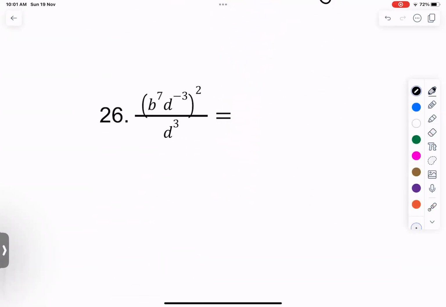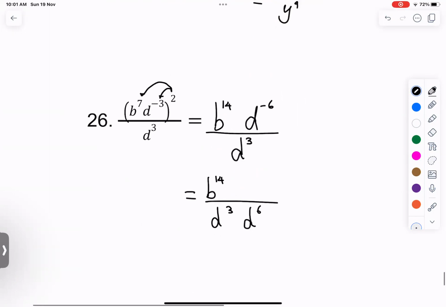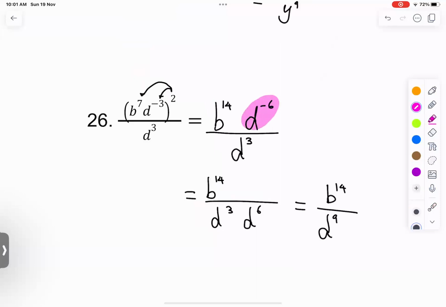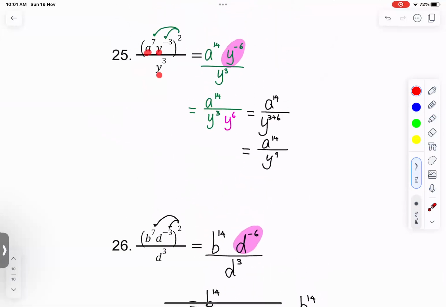You can check answers. 7 times 2, 14. Negative 3 times 2, negative 6. I just forgot to change. D3, D6, 3 plus 6, D9. Okay, first step, there was a negative number, so you move it down. Secondly, the powers will add up because they both were D's. Okay, it's actually the same thing. I just changed the unknowns a little bit.